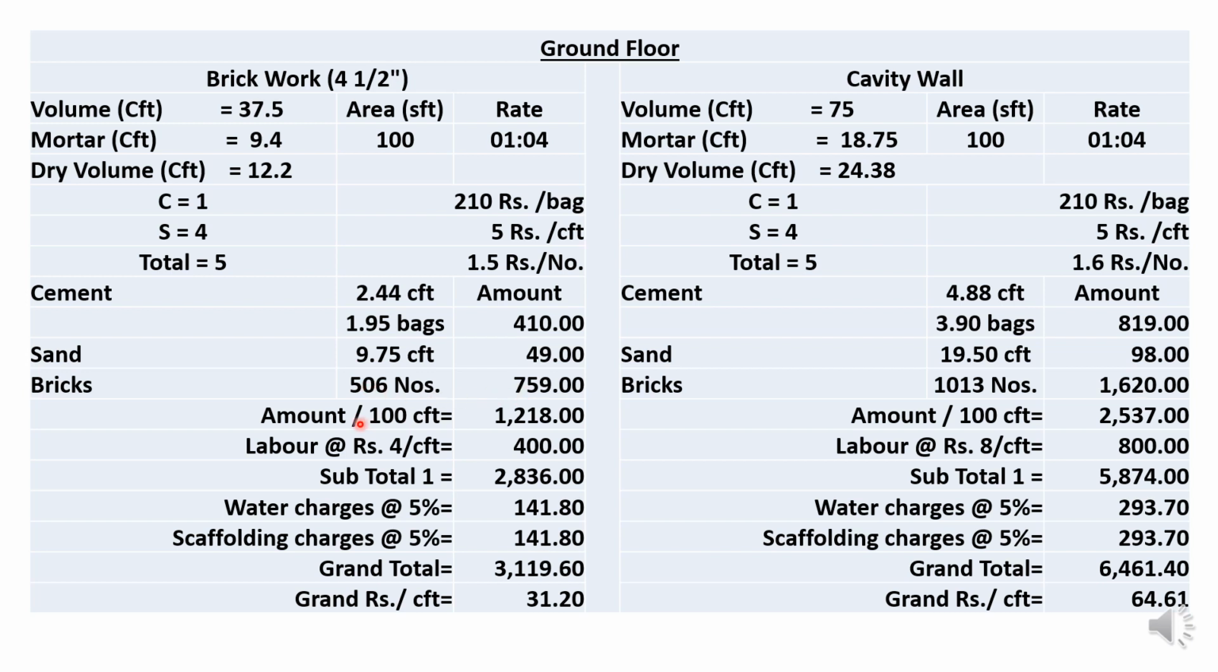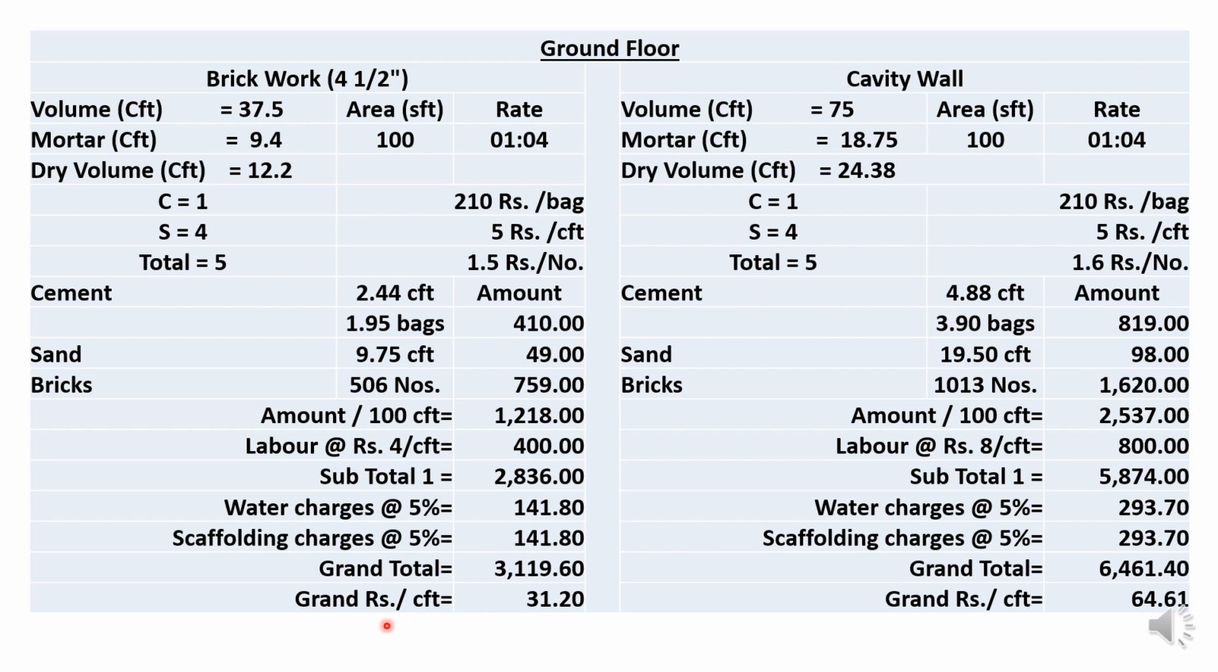Bricks 506 numbers, the cost will be 759. Amount for 160 CFT will be 1218. Labor charges shall be 4 rupees per CFT, will be 100 rupees. So total will be 2836 rupees. Water charges 5%, 141.80. Scaffolding charges 5% is 141.